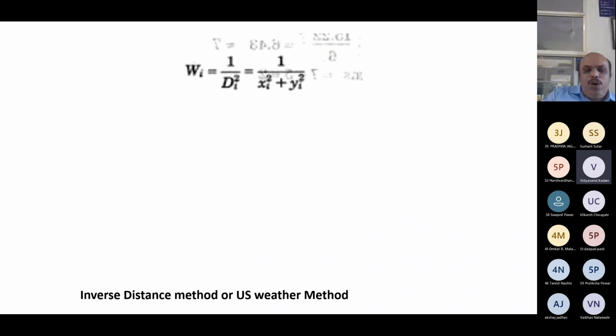Okay, now let us know more about this calculation of weightage, which is multiplied to each daily rainfall data. This weightage is denoted by Wi, and it is worked out with the formula 1 upon Di square. So you know what Di is? Di is the distance between the missing rainfall data station and the index station. It can be calculated from the x and y coordinates of that index station with respect to the missing data station.